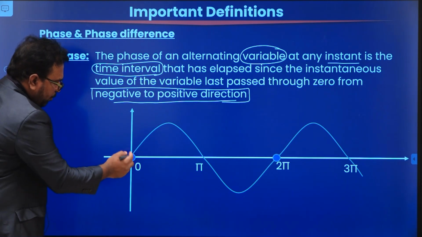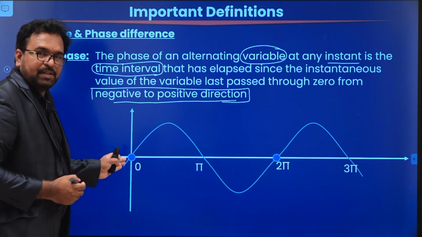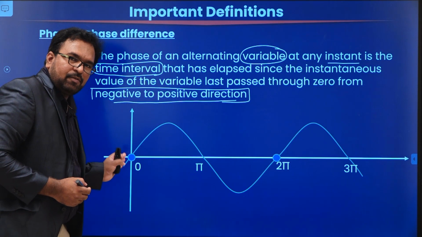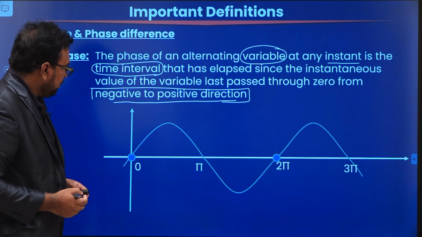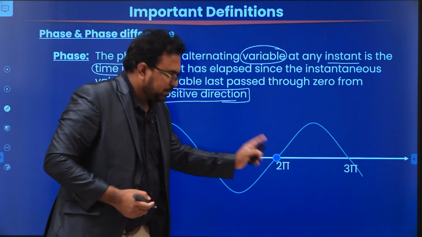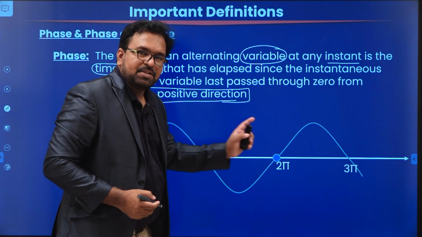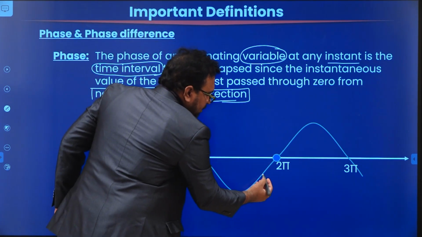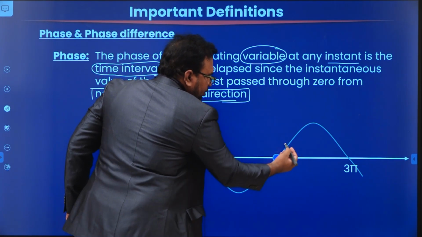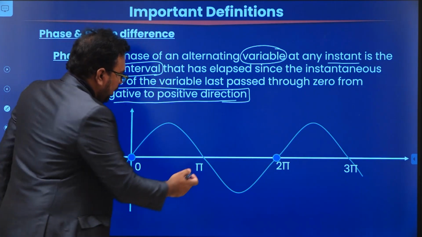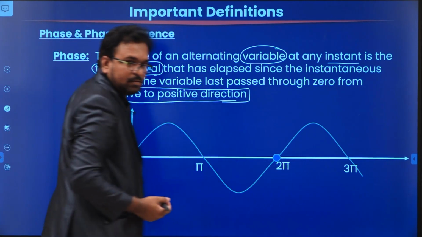So that means this is one point where we can calculate phase. That means we can calculate phase from this point. Next one, is there any other point? At 2 pi radians or 360 degrees also, the waveform is crossing 0 from negative direction to positive direction. What about this pi and 3 pi?